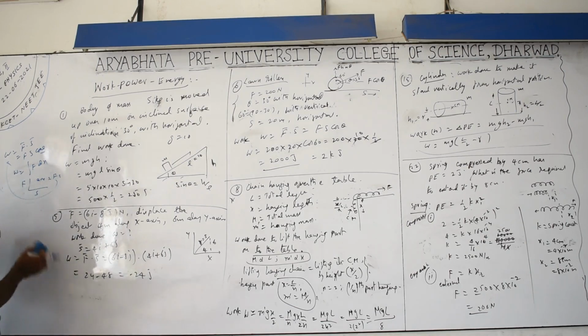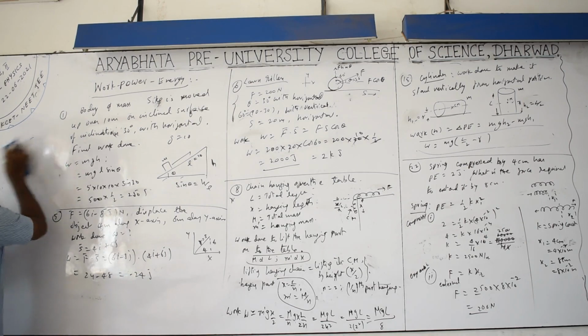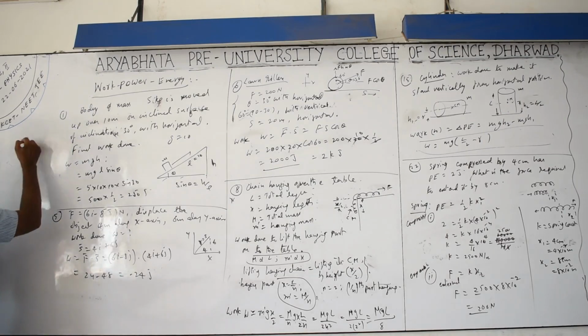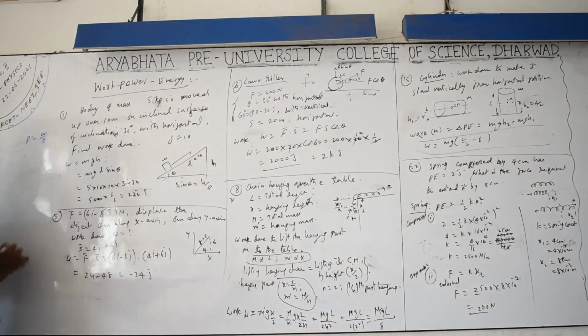Energy is the physical quantity which is required to do any work. Energy appears in different forms, but work and energy are the same. Power is nothing but work by time. What we take is power equal to work by time. The rate of doing work is called power.